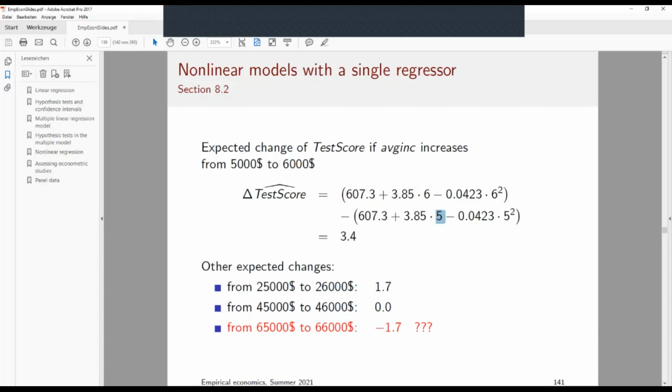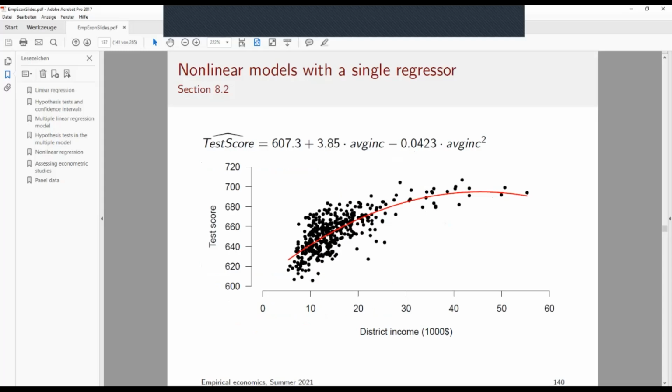Obviously the intercepts cancel out in the end, and we have 3.85 times 6 minus 0.04 times 6 squared, so times 36, minus 3.85 times 5, and then minus times minus plus 0.04 times 5 squared. And we obtain a difference in test score of 3.4. That is from $5,000 to $6,000 of annual income, so in this very left area of district income. In this case, this curve is rather steep.